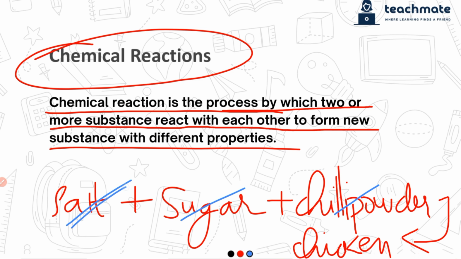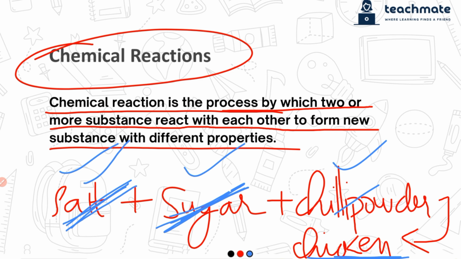So here these reactants are having different properties. Salt has its own property, that it has a certain identity, right? Sugar has its property, chili powder has its own property. But this chicken curry, what property will it be having? Will it be having the property of sugar only? No, it will be having a combination of all these substances' properties. It will be saltish, it will have a small property of sugar also, and chili powder also. So it is actually a mix of all these reactants, okay?